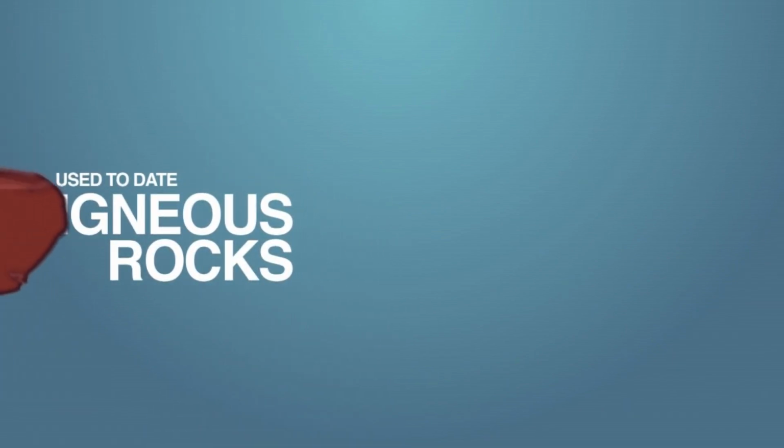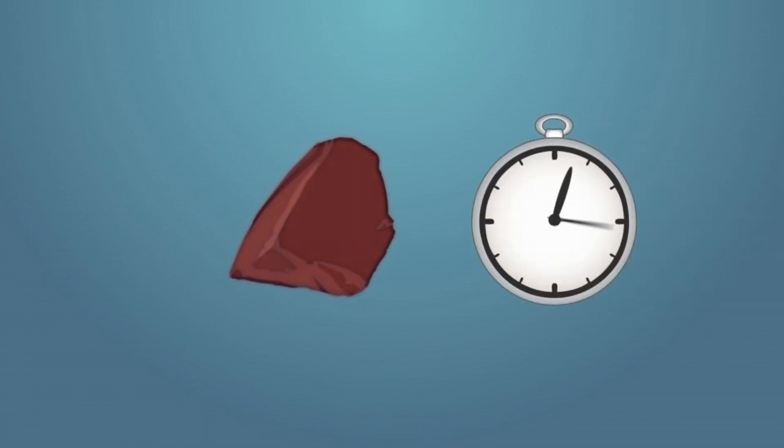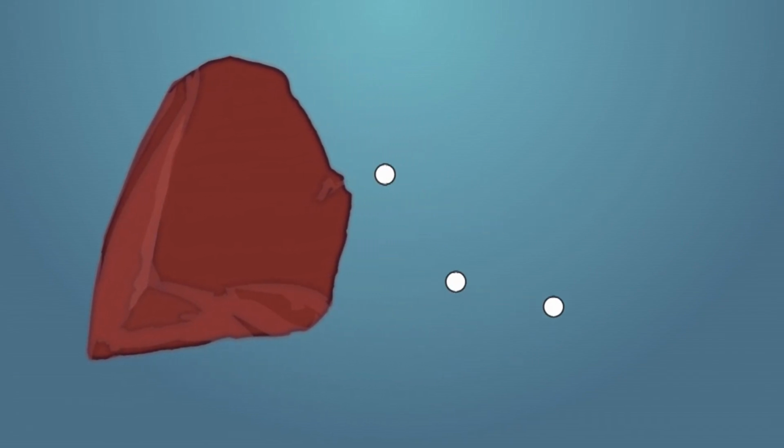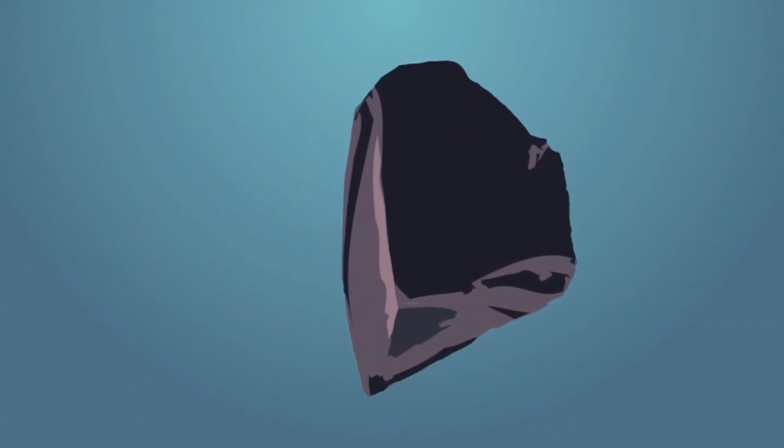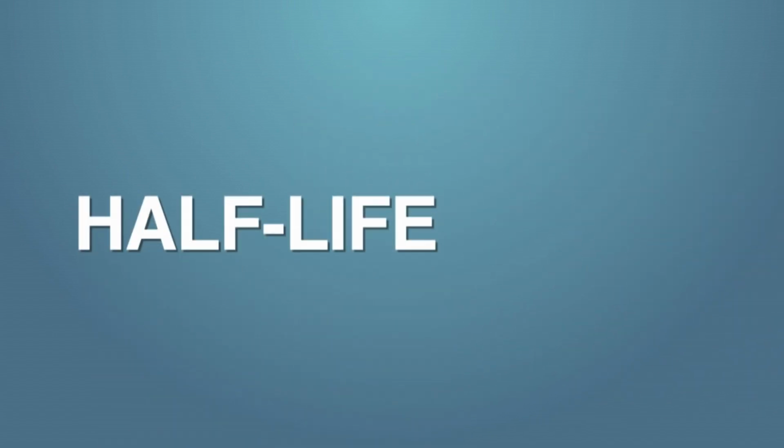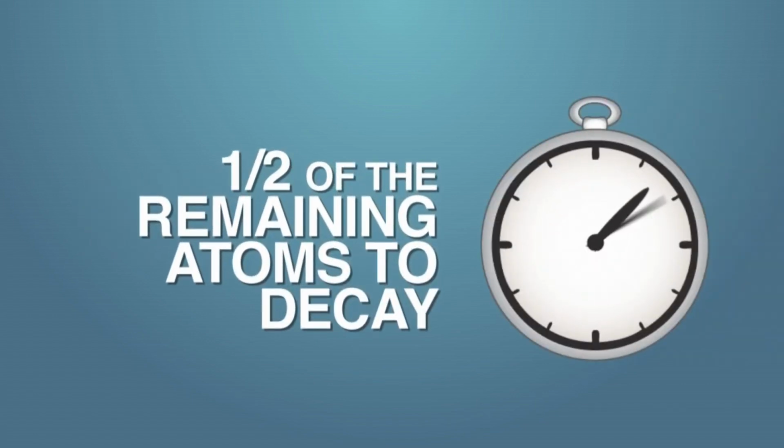Radioisotope dating is commonly used to date igneous rocks, rocks which formed when hot molten material cooled and solidified. The dating clock started when the rock cooled. During the molten state, it is assumed that the intense heat forced any gaseous daughter elements to escape. It is assumed that once the rock cooled, no more atoms escaped, and any daughter element now found in the rock is a result of radioactive decay since that rock formed. The decay rate is measured in terms of half-life. That is the length of time it takes half of the remaining atoms of a radioactive parent element to decay.